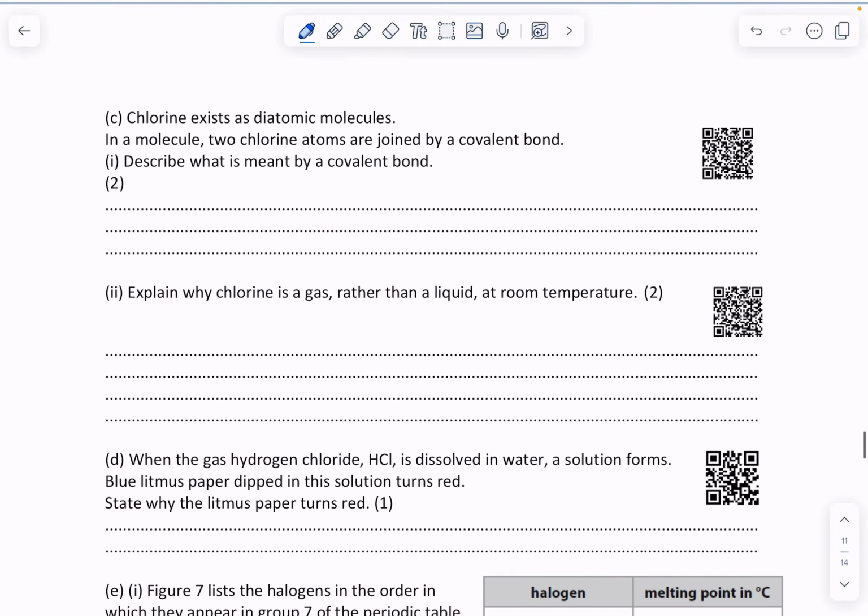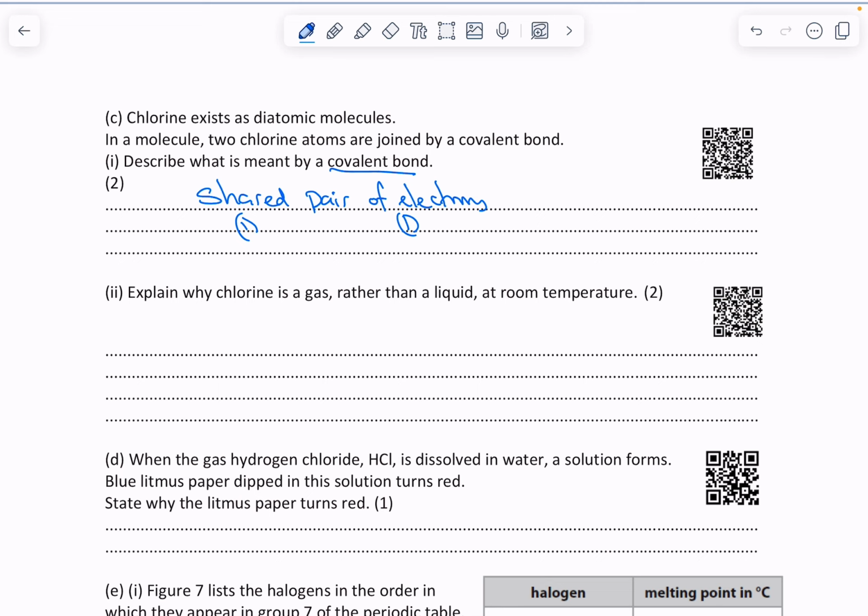Carrying on through here, describe what is meant by a covalent bond. 2 marks, so we need to say a covalent bond contains, hang on, let's spell that correctly for you. It contains a shared pair of electrons, and you get 1 mark for shared and 1 mark for telling them that there are electrons in there.